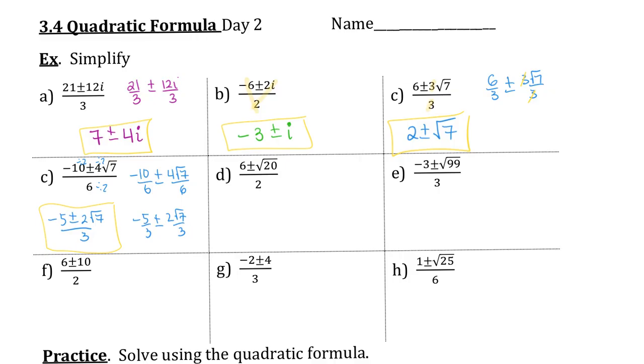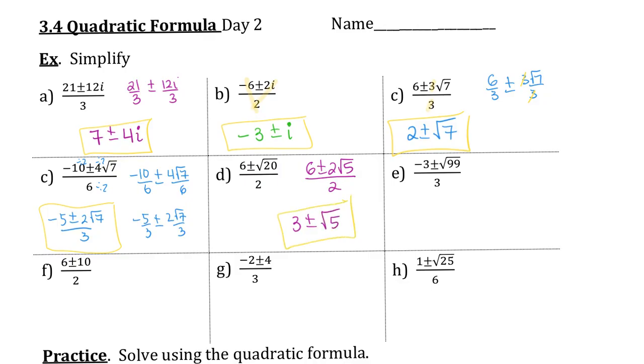Now what about D? 6 divided by 2 divides. Root 20 divided by 2 does not divide because this is irrational and this is rational. But can I simplify the square root of 20? That's the question. Yes. The square root of 20 is the square root of 4 times 5, which makes this 2 square root 5. Now it will divide. So I'll have 6 divided by 2 is 3, and the 2 root 5 over 2 goes down to root 5.